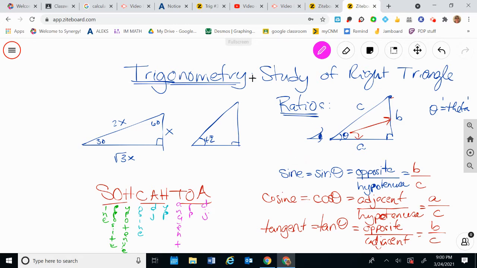But the expectation is by the end of trigonometry, if I give you a right triangle with just one angle and one side, you will be able to solve this triangle, meaning you will be able to find this side and that angle. Or at the end of this unit, I should be able to give you two sides, and you should be able to tell me the third side and both angles. Okay, that is the goal.